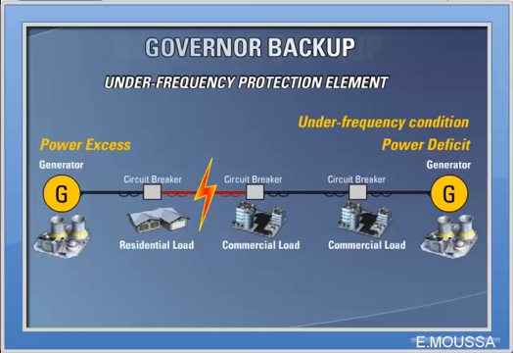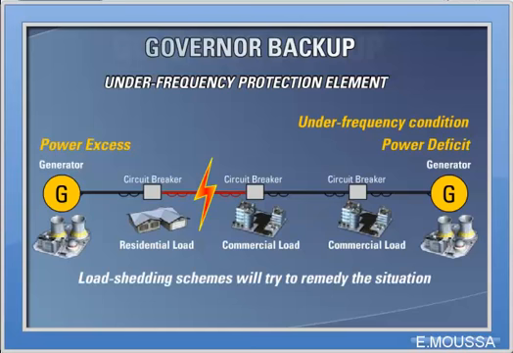Generally speaking, an underfrequency condition on a generator will occur when the power system load exceeds the prime mover capability of a generator or group of generators. Load shedding schemes will try to remedy the situation. If load shedding fails, then the generator has to be tripped by underfrequency protection. Operation of generators at lower frequency with nominal voltage should be limited as much as possible to avoid damage to the generator and associated equipment.